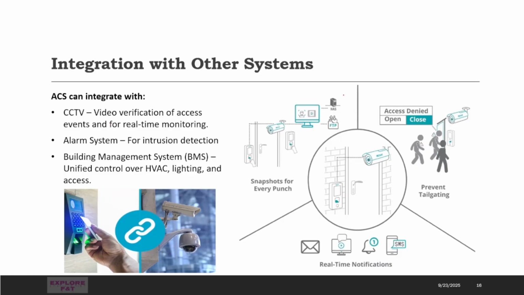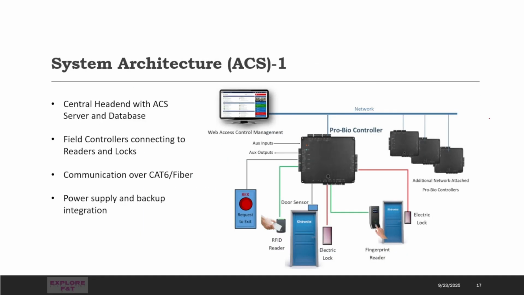So here, integration with other systems. Access control is going to integrate with CCTV, alarm system, and building management system, like HVAC, lighting, and access. If I say building management system, it will cover most of the things. Next one, system architecture. So here is the system architecture for access control. It's a simple architecture, with central head end and ACS server database. Here is the management software, here is the controller, and these are the additional slave routers.